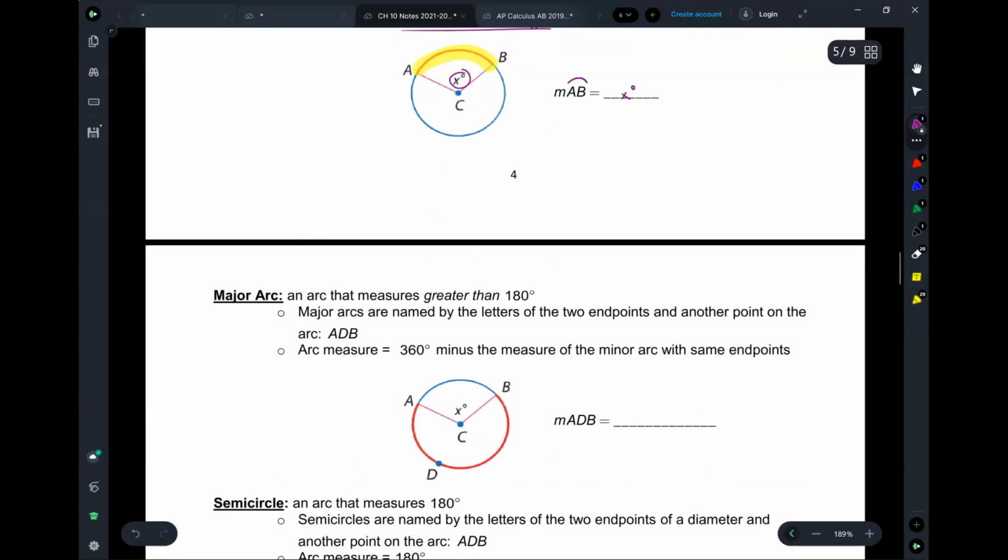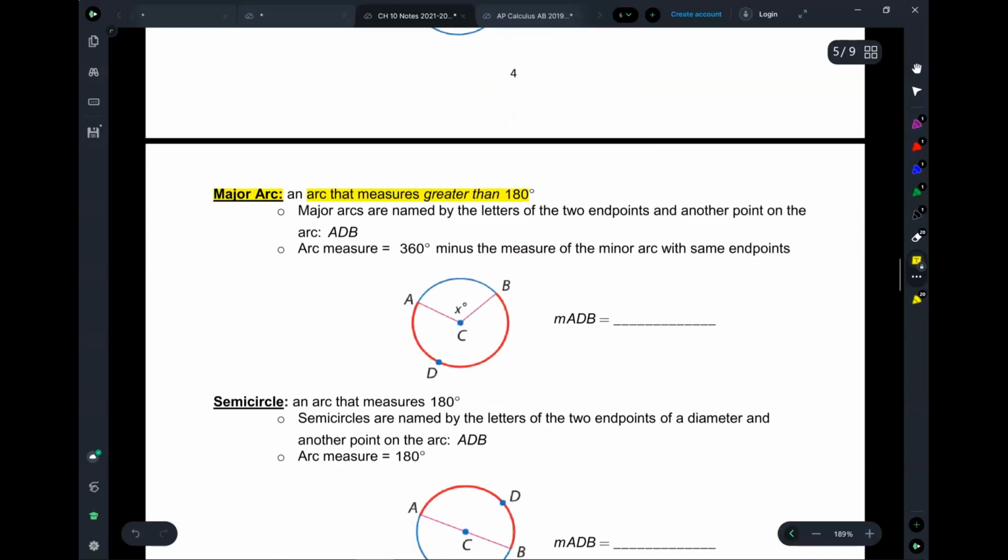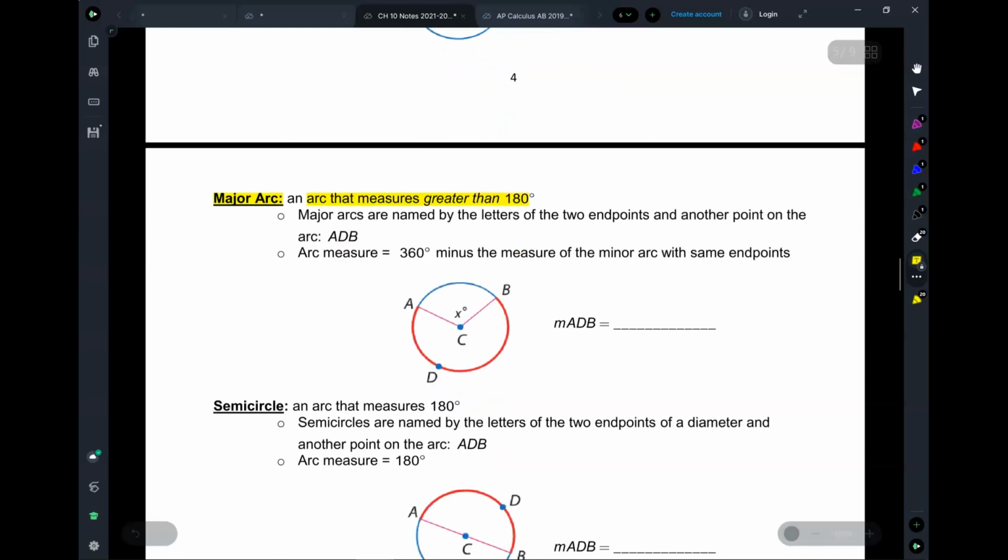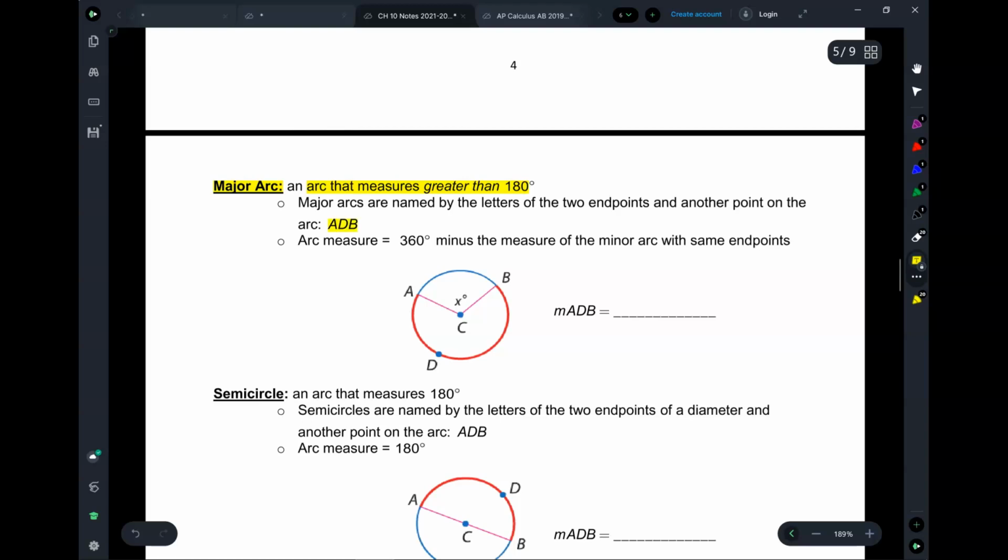So what is a major arc then? A major arc is an arc that measures greater than 180 degrees. If you have a major arc, we use 3 letters for it. For example, this red one here is arc ADB. You have to put another point on the circle like D in order to be able to write arc ADB. Again, we need to have the arc symbol on top of that.